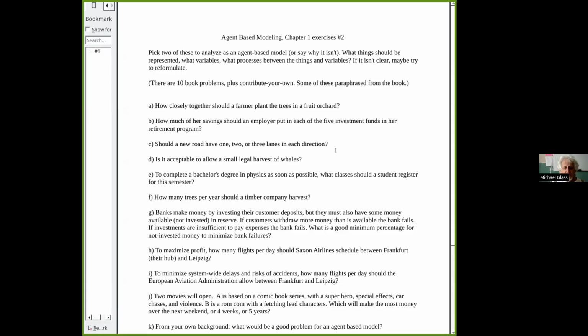Looking at D, is it acceptable to allow a small legal harvest of whales?